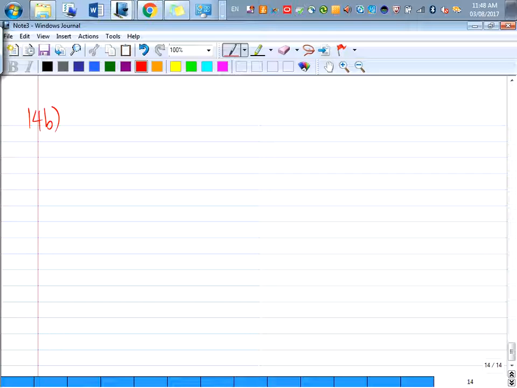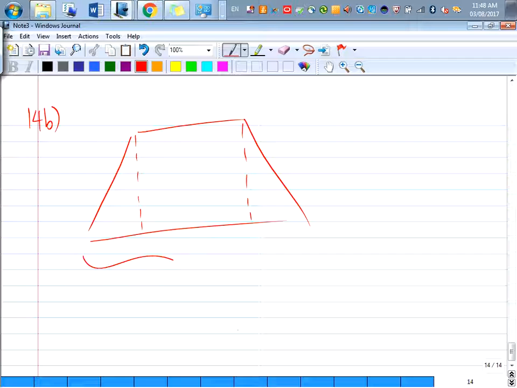Let's look at the cross-sectional area. That means this part. Then draw some vertical lines now. This is 11 cm. A, B, C, and D. The height is 3 cm. And they're asking for the number of cubes, 1 cm in length, that can be placed inside the prism.